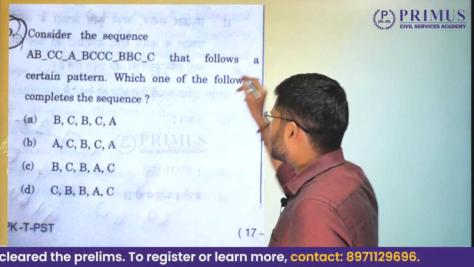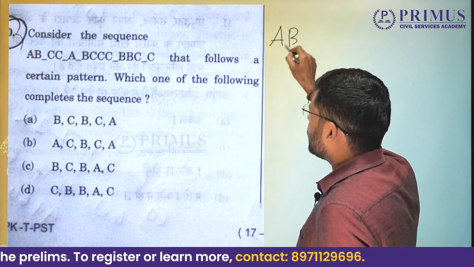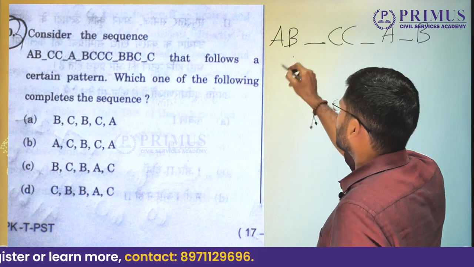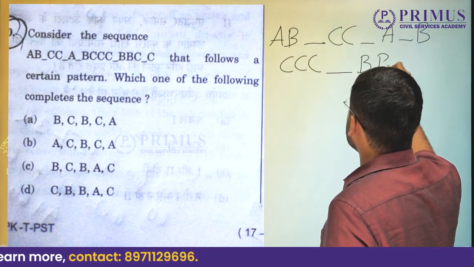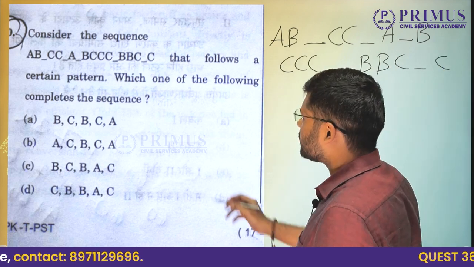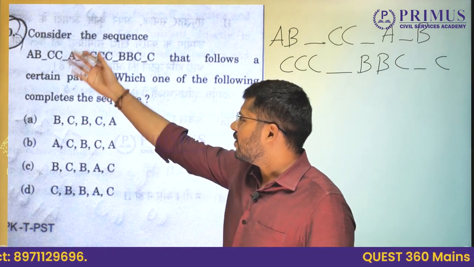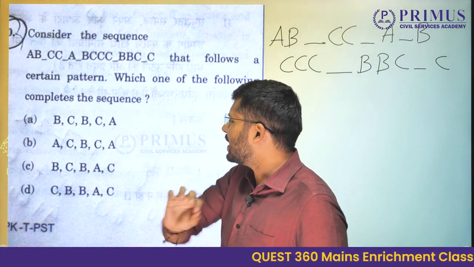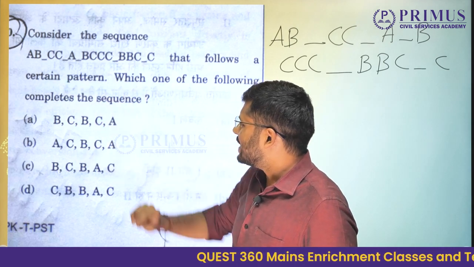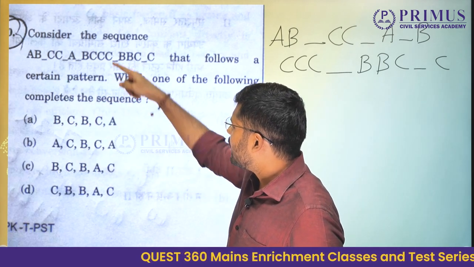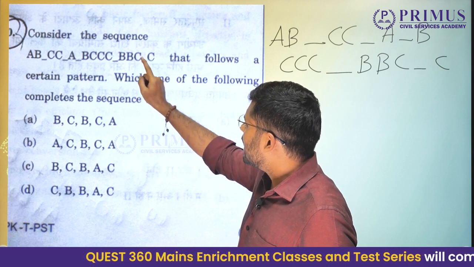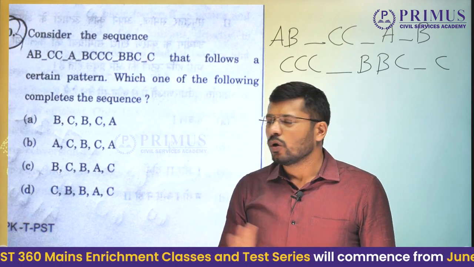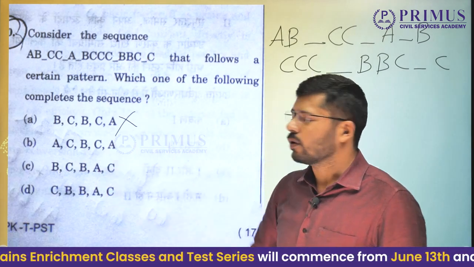Let us substitute the first one and see what we get. Rather than writing, I think we can just do it with our eyes itself. If you substitute option A here, you get ABB CCC, then ABB CCC, then here you get CBBC AC. So there is no clear pattern. So option A is not our answer.